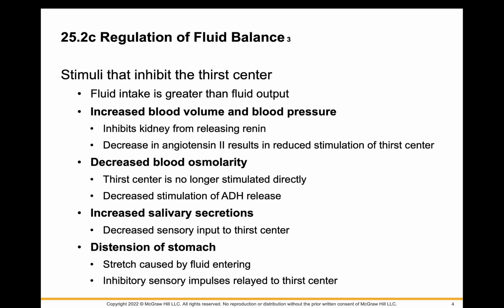Now, there are going to be stimuli that inhibit the thirst center. This is when fluid intake is greater than fluid output. First, increased blood volume and blood pressure. This will actually inhibit the kidneys from releasing renin, so there will be a lower amount of angiotensin II, and that results in a greatly reduced stimulation of the thirst center. There could be a decrease in blood plasma solute concentration or osmolarity. In this situation, the thirst center is no longer activated directly, and there is decreased stimulation of ADH.